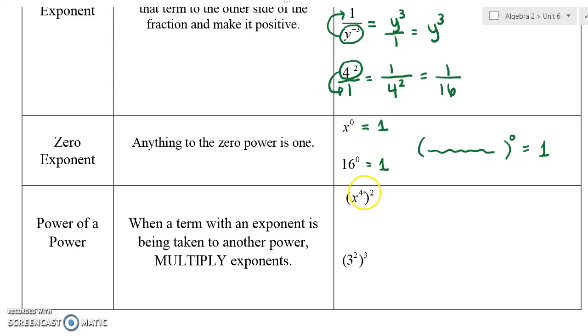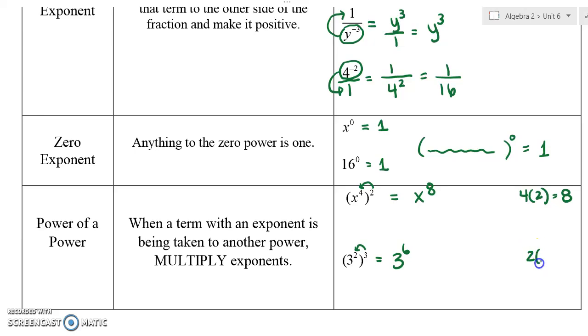It's when there's a power and then there are parentheses with a power on the outside. In that case, what we do is we multiply the powers. So it's going to be x to the 8th power, because 4 times 2 is 8. And then we do the same thing when the base is a number like 3. We still multiply the exponents, 2 times 3, and we get 3 to the 6th power.